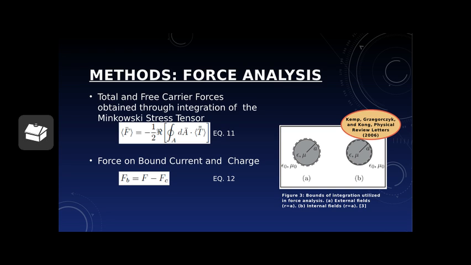To obtain the internal fields needed for integration with equation 11, we apply the boundary conditions and phase matching. Utilizing the tangential constitutive relations, which augment the electric field in the normal direction as a ratio of bound over particle permittivity, we arrive at the internal field. The bounds of integration for the force on free currents using equation 11 are set just inside the boundary of the particle as seen in Figure 3b. The force on bound currents and charge is then found using equation 12.